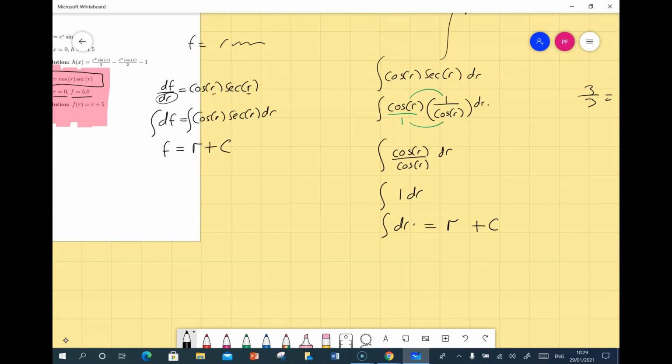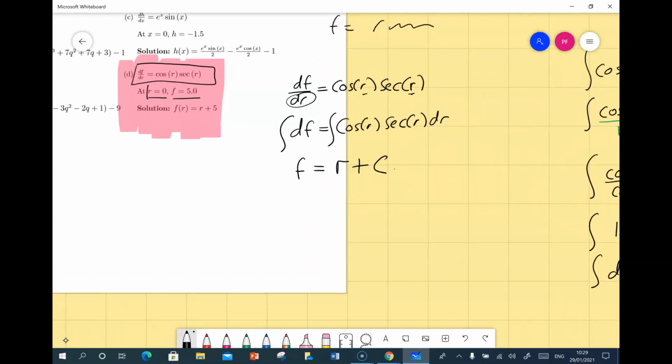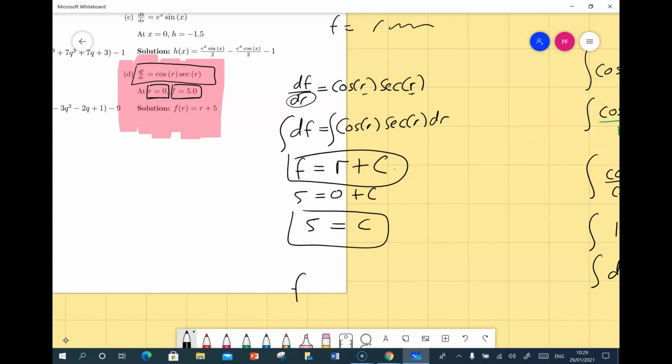A nice simple integral. Now, we don't want our c there. We want to figure out what that is. So they say if r is 0, f is 5. So I let f equals 5 and r is 0. So that means c is equal to 5. So now I'm able to rewrite my equation. F is equal to r, and instead of plus c, I can say plus 5. Nice simple solution to that one there.